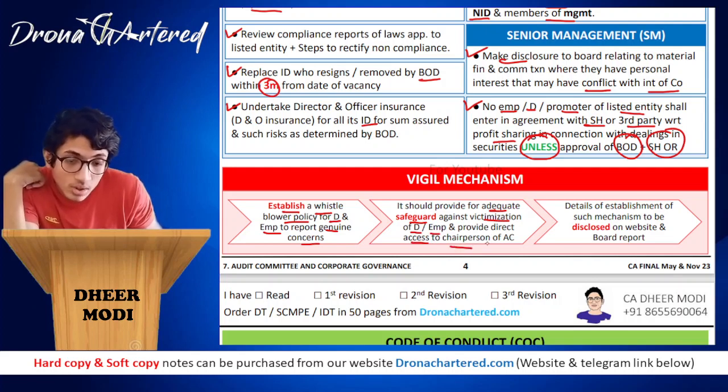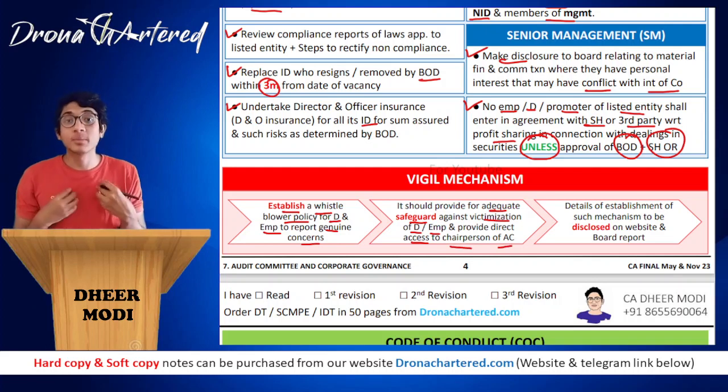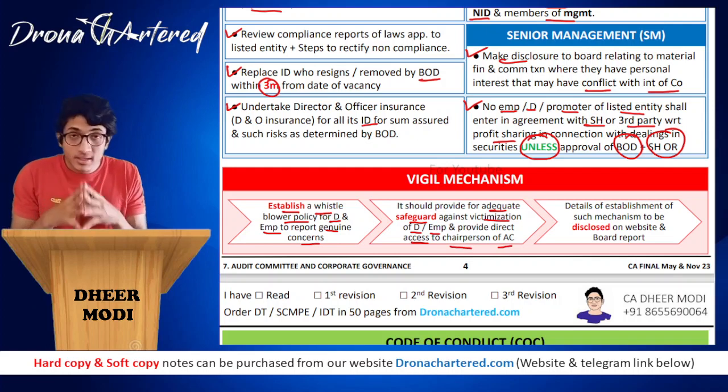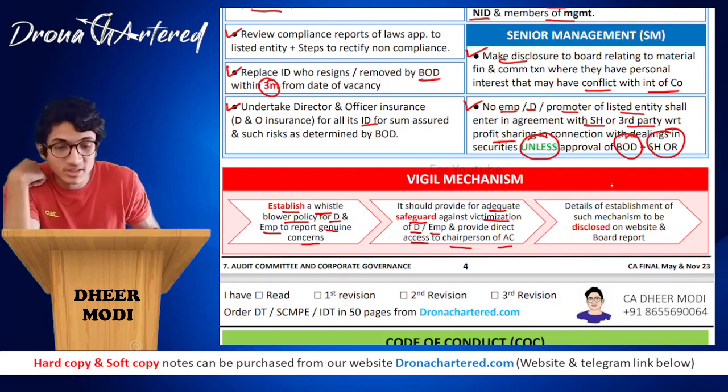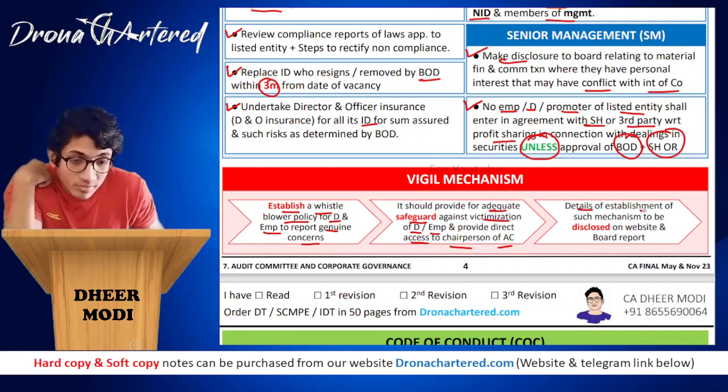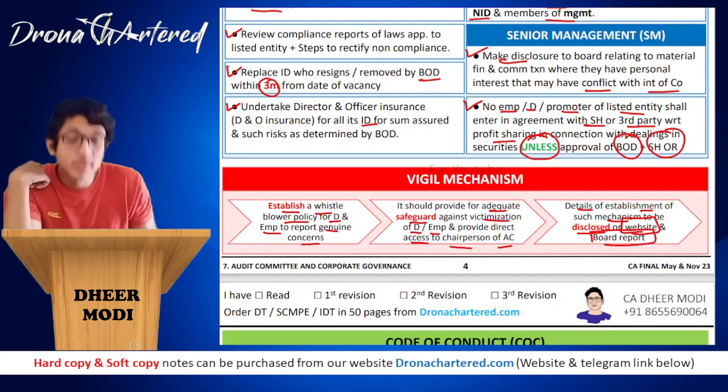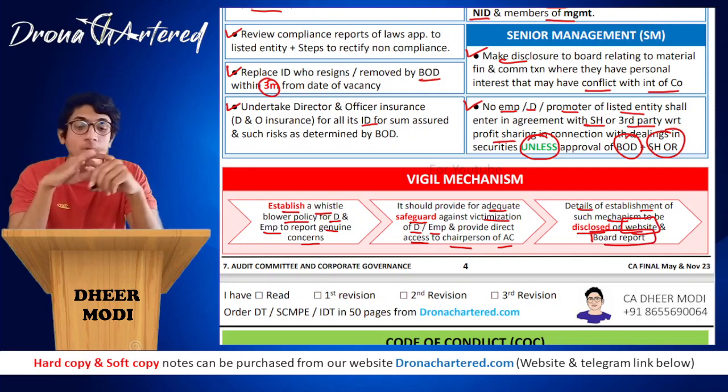and provide direct access to the chairperson of the audit committee. That means the person who complains shall be properly protected. Therefore, it says against victimization. Okay. Next is details of the establishment of such mechanism to be disclosed on the website as well as in the board report. So this has to be disclosed on the website and board report, both of them.